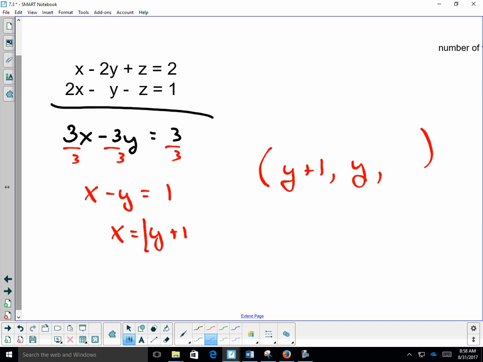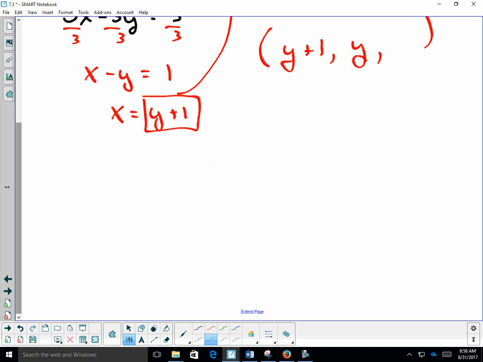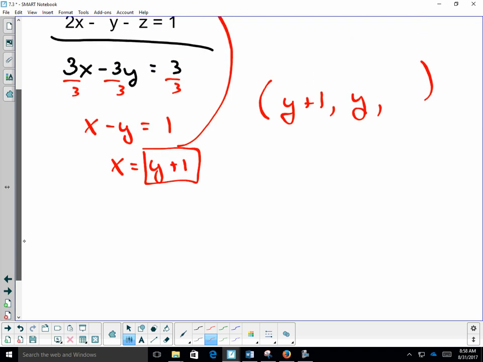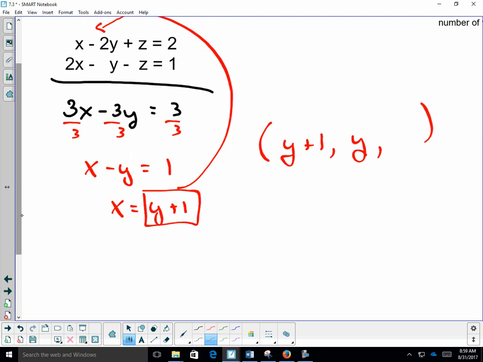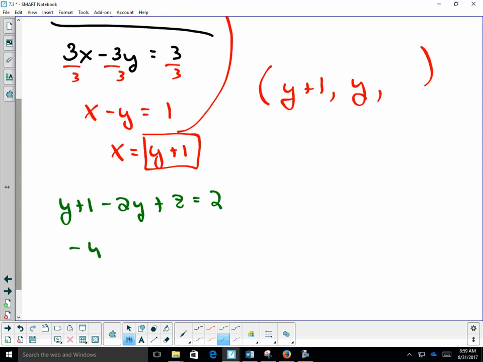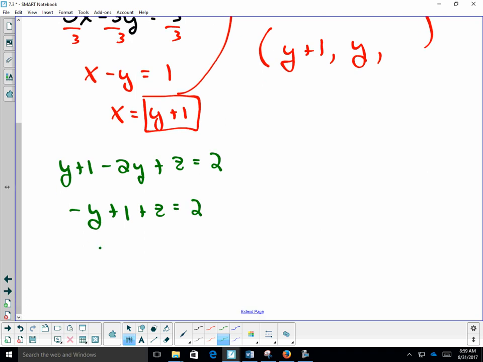So once I know that x is equal to y plus 1, I'm going to put it back into the original one. What I'm trying to do is write z in terms of y, so all my variables would be related to y. Again, you can do this where you relate all your variables to x. It doesn't matter, and I'll show you what that looks like when we finish. So when I substitute this back in, I'm going to have y plus 1, that's my x, minus 2y plus z is equal to 2. Combining like terms, I'm going to have the opposite of y plus 1 plus z is equal to 2. So solving for z, I'm going to have z is equal to y minus 1.